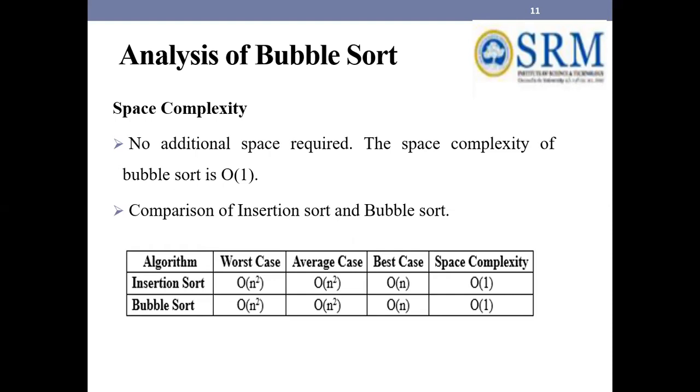And comparison of insertion sort and bubble sort. Insertion sort and bubble sort work similarly. The worst case complexity is order of n square for both insertion sort and bubble sort. The average case is also the same for the two algorithms, and the best case is order of n. The best case is if the input is already in sorted order; it performs only a maximum of n comparisons, that is order of n. For space complexity, both bubble sort and insertion sort are in-place sorting algorithms. They do not require any extra array for the sorting process. So this is the analysis of bubble sort.